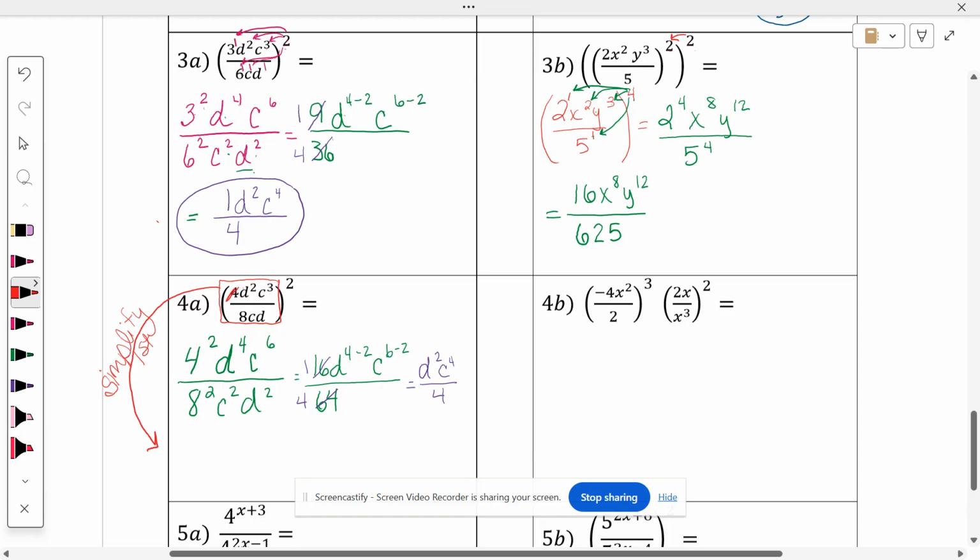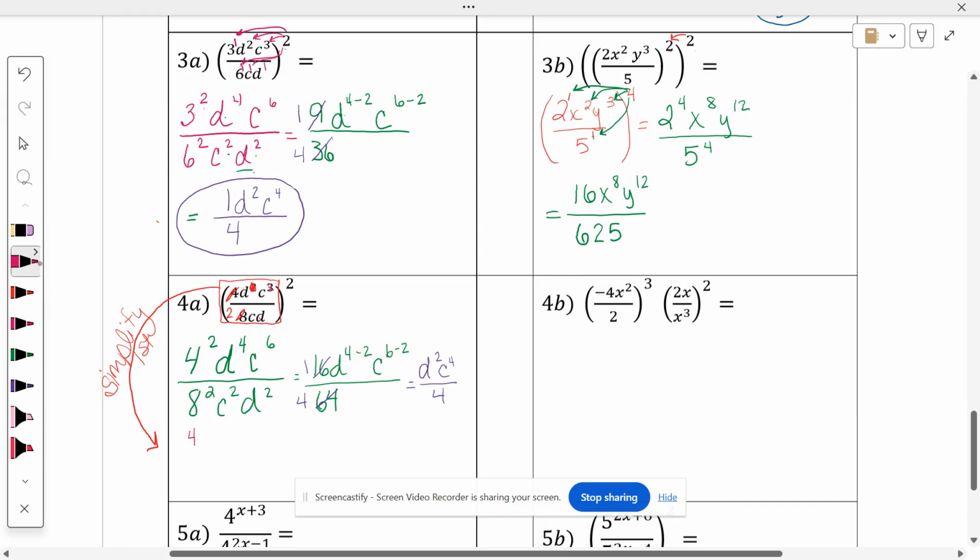4 will go into itself one time, and 4 will go into 8 2 times. D squared divided by d just leaves me with a d. So that exponent goes away. It's just to the first power. C cubed divided by c to the first power makes this a power of 2. So I'm going to show you that over here.